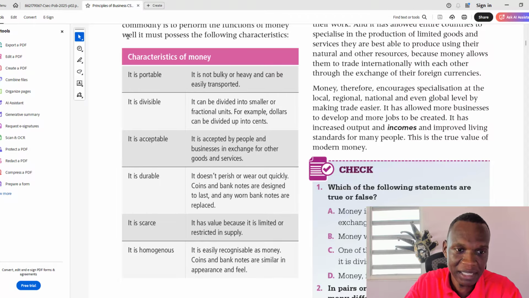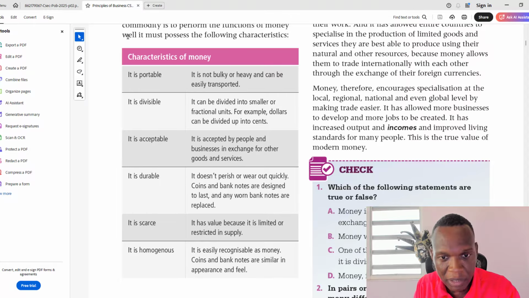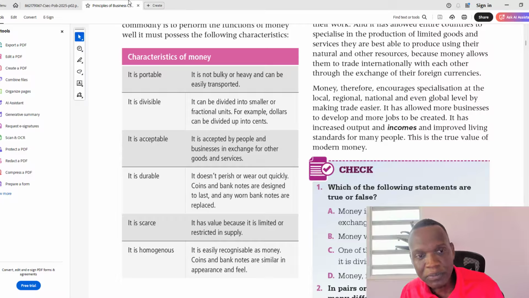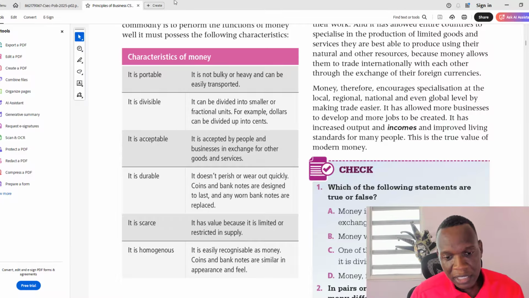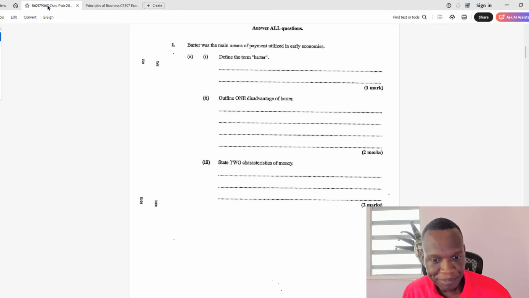I'm going to accept this as payment. It must be divisible, it can be divided into smaller pieces. For example, a dollar can be divided into 4 quarters, or 25 cents, or 10 cents, etc. Must be portable, not too heavy, can easily be transported. So those are the characteristics of money.